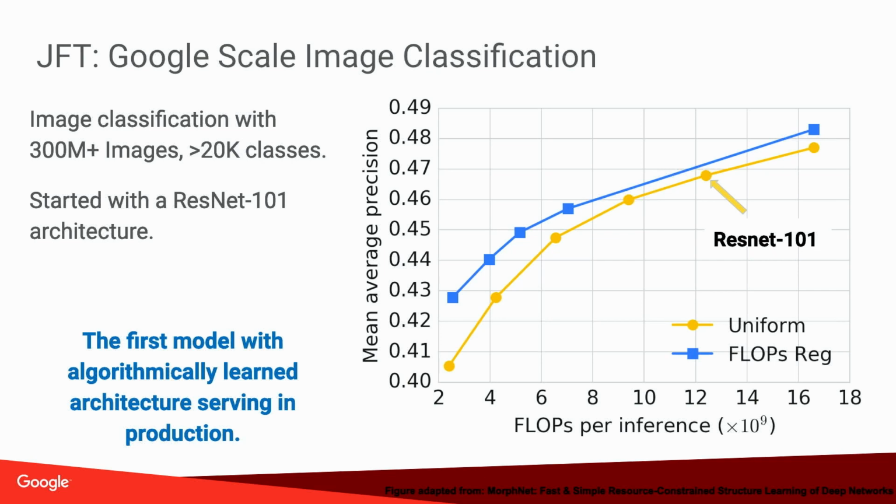So that was also the ImageNet dataset, which everyone here probably knows of. But we wanted to do that in real production systems as well. And back then, we applied it to JFT. It's the internal Google image classification dataset. As you can imagine, it's somewhat larger. Back then, it contained 300 million images and 20,000 classes.